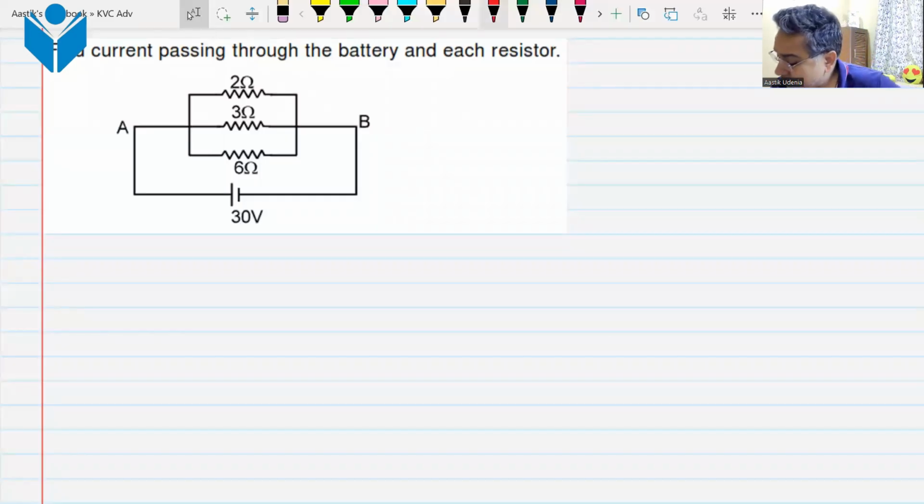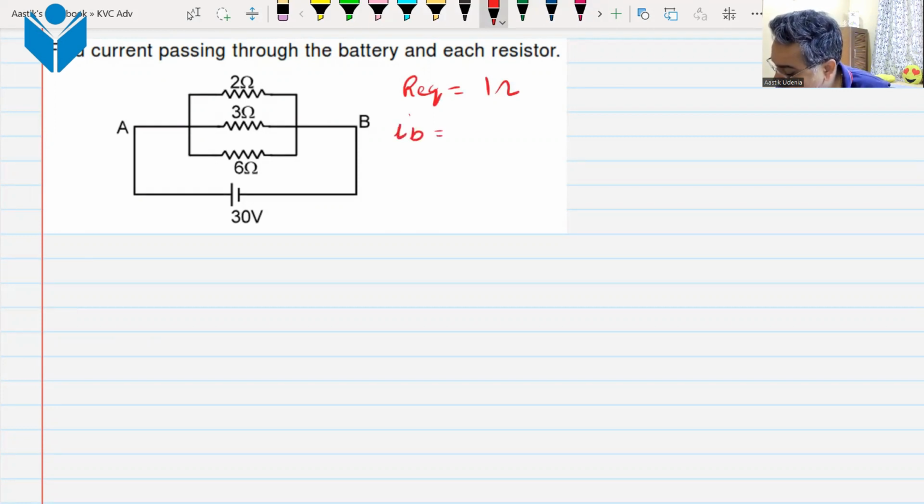So I think you would have done this. What will be the equivalent resistance? Equivalent resistance will be 1 ohm. What will be the current that is flowing through the battery? 30 amperes.